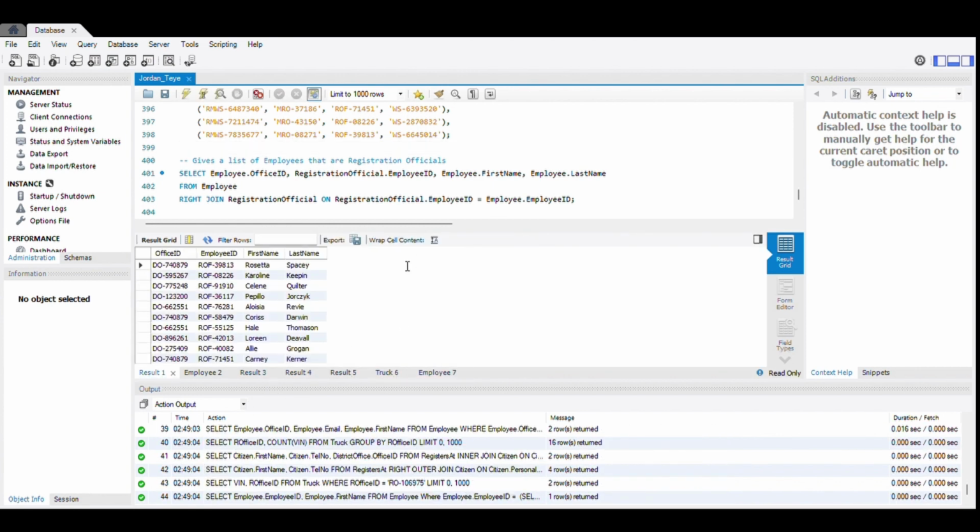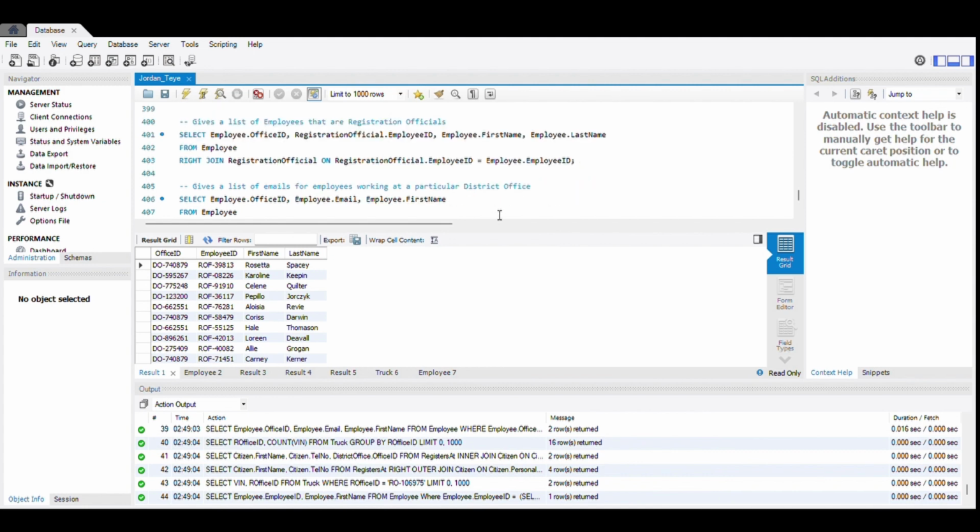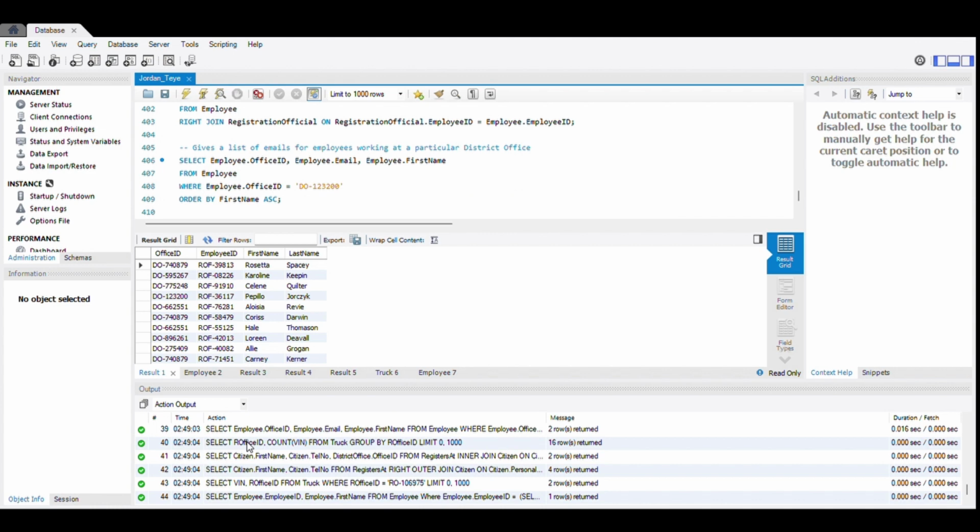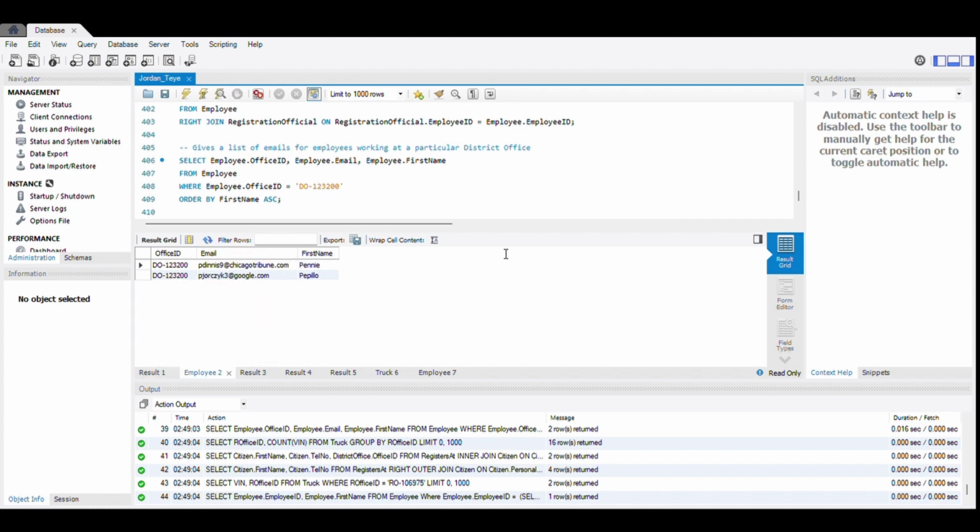So for the first query, we want to have a list of all the employees that are registration officials, in case we need to find out or let them have a change in the way of how they do things as registration officials. And then we have the next one, which is a list of emails of all employees working at a particular district office. So this is the district office we used, and it returned these people working there.